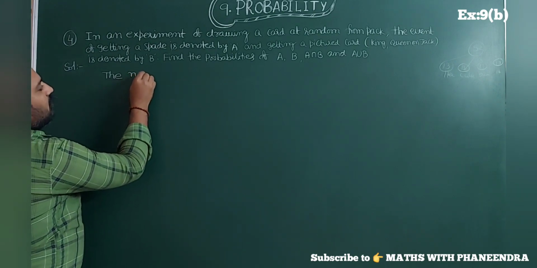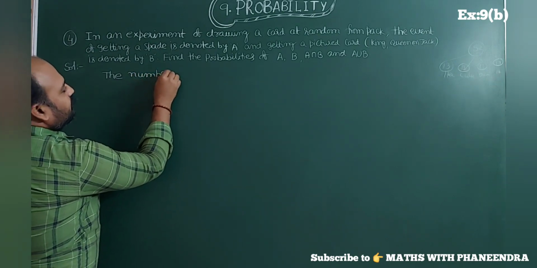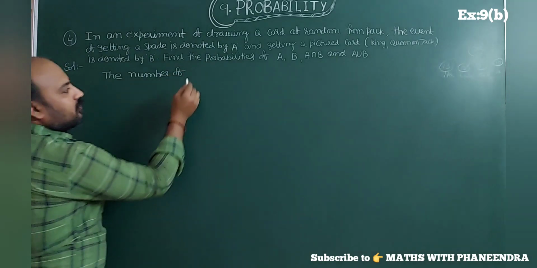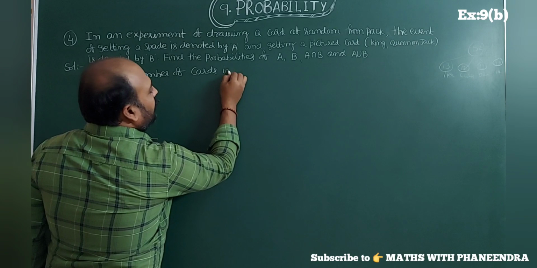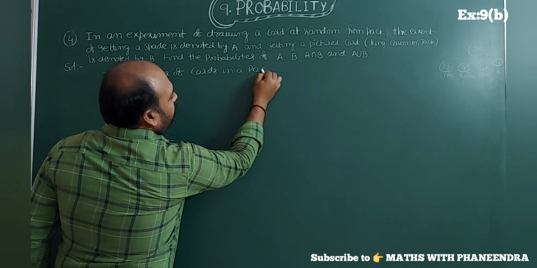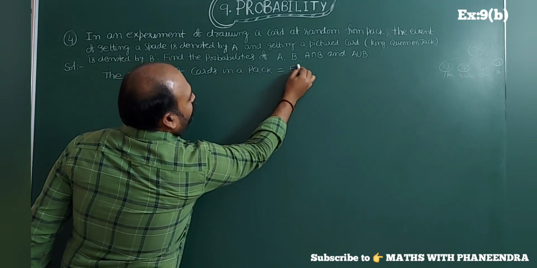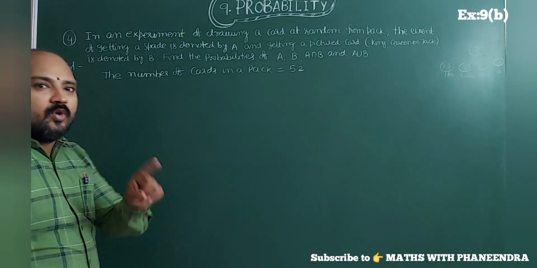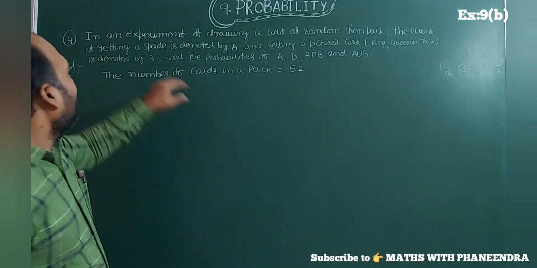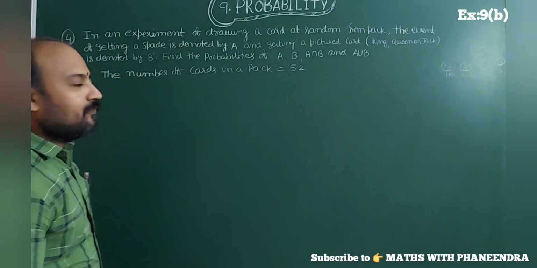The number of cards in a pack is equal to 52. So in the pack of cards, 52 are there. We want only one card, we have to select one card, drawing a card at random.